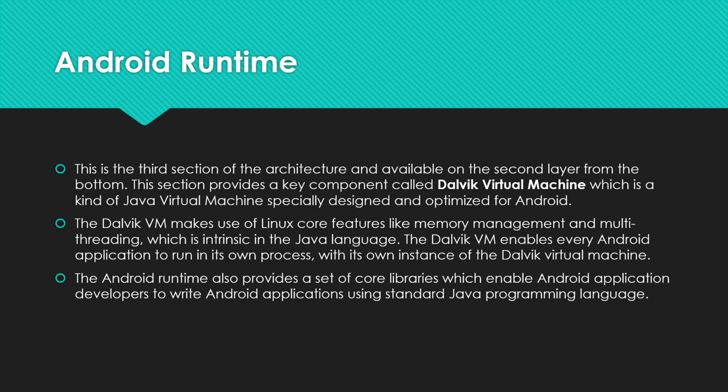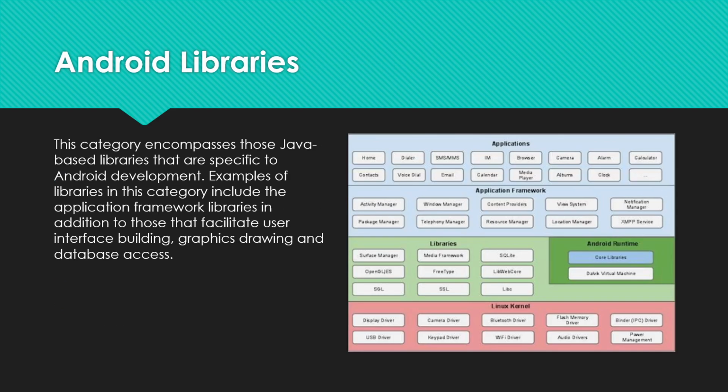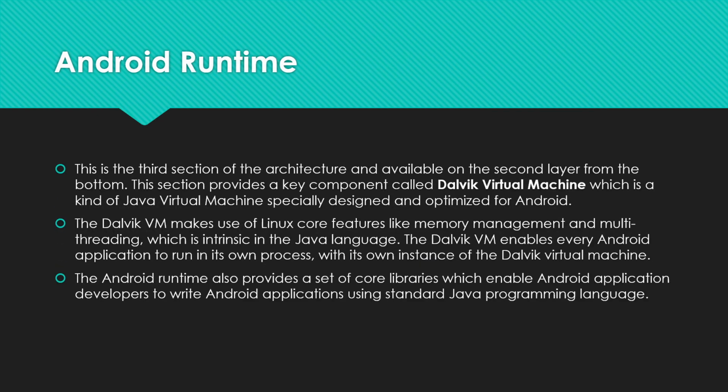This is not considered a third section because it is on the same layer as the libraries. On this layer lives the Dalvik virtual machine. It's a virtual machine specially designed and optimized for Android. If you use Java, we call it the JVM, the Java virtual machine. In Android, it's using a Dalvik virtual machine.